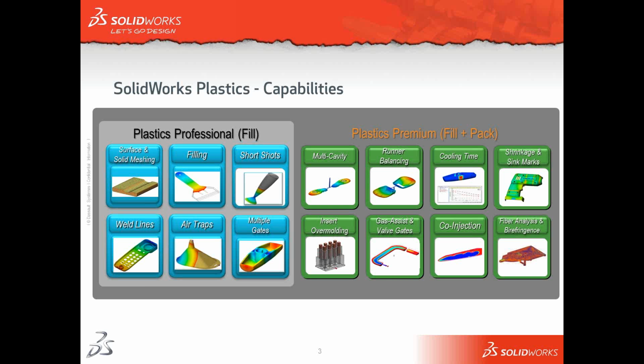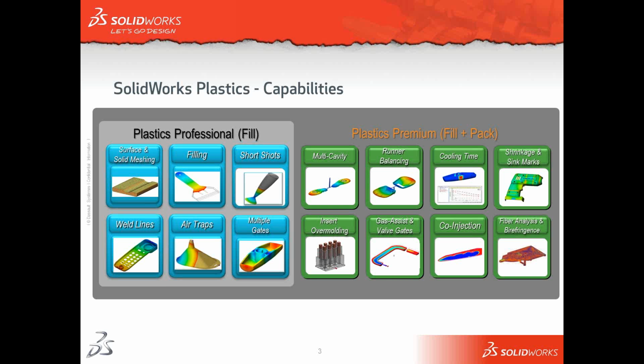Within Plastics Professional we can do surfaces and solid meshing, as I've mentioned before. We don't get the ability to control the mesh with refinement levels and mesh controls, though. That is in the premium package. We can also do filling analysis, predicting short shots as well, so if the mould isn't actually going to fill with the settings that you've set. We can show weld lines, which we'll look at in a moment, air traps as well, and we can also include multiple gates.